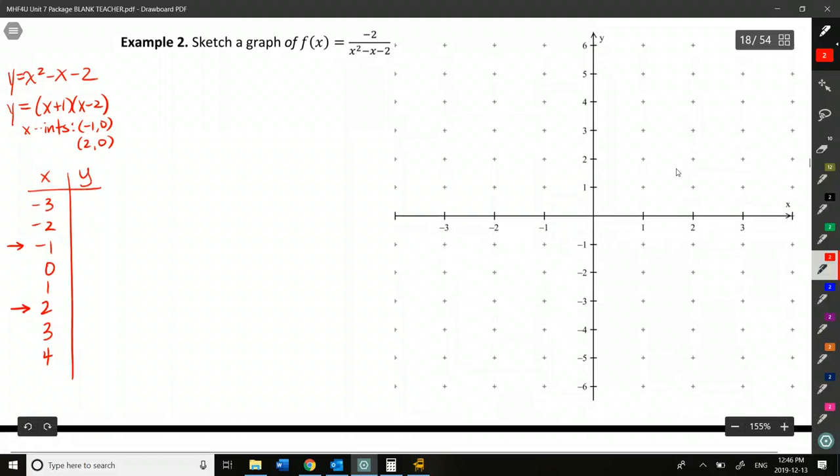Okay, so we're going to take a second and plug each of these x values into our function and find the y coordinates. I'm going to give you guys a couple seconds to do that. We'll pause the video.